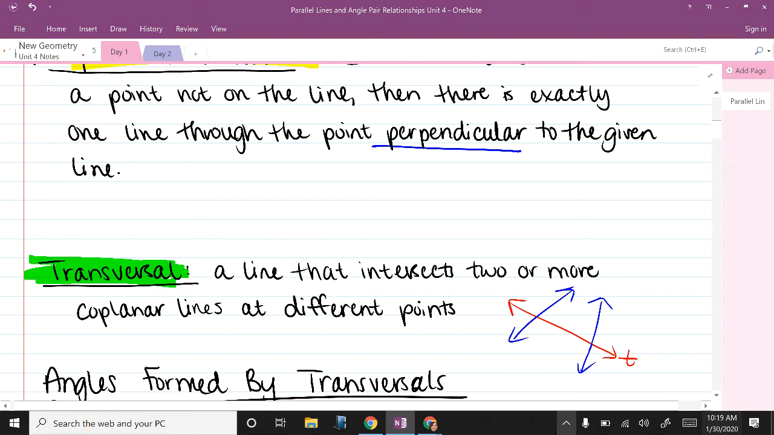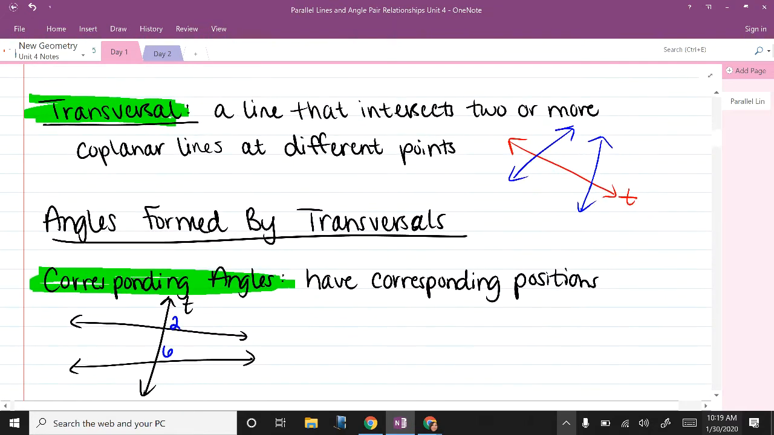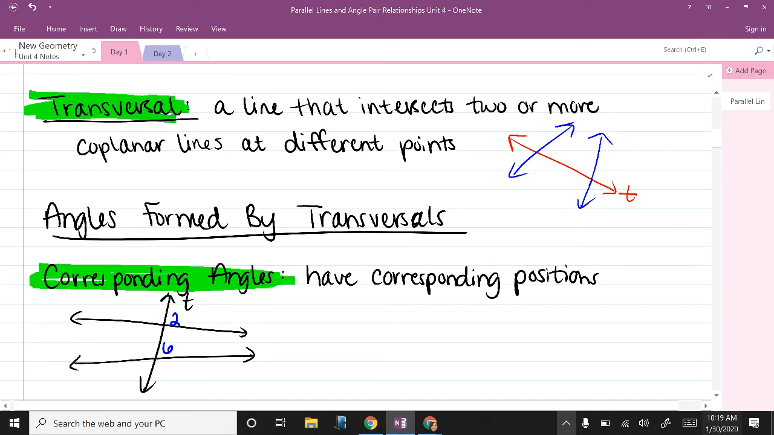Okay, so when I have two lines that have a transversal going through them, so I have three lines total, right? Then we have angle relationships that are formed. Draw this and write this down. There are four main types of angle relationships that are formed anytime two lines are cut with a transversal. The first pair of angle relationships are called corresponding angles.